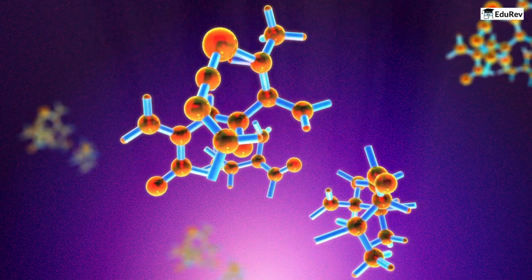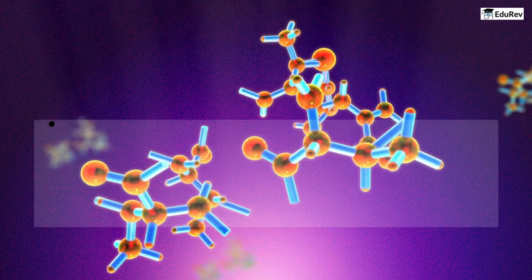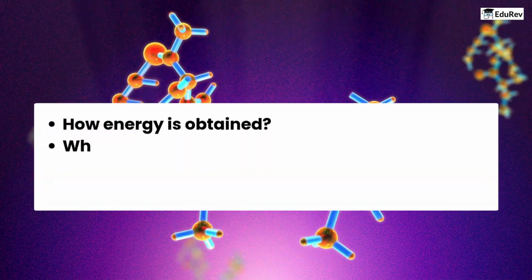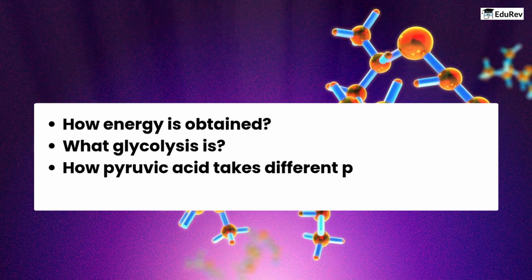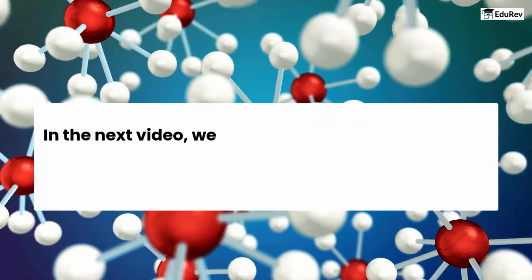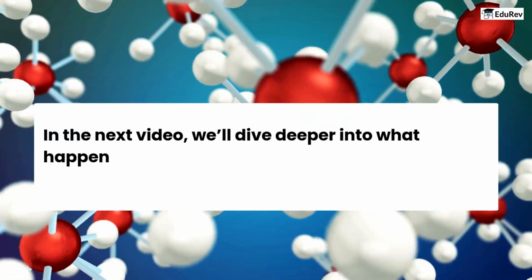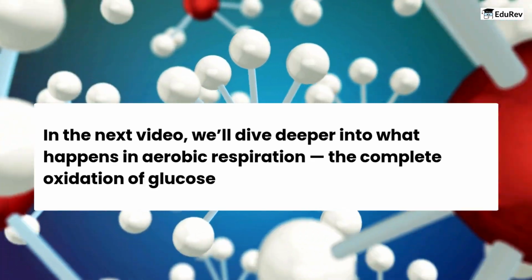This concludes our first part of the journey through plant respiration. We've learned how energy is obtained, what glycolysis is, and how pyruvic acid takes different paths depending on oxygen. In the next video, we'll dive deeper into what happens in aerobic respiration, the complete oxidation of glucose.